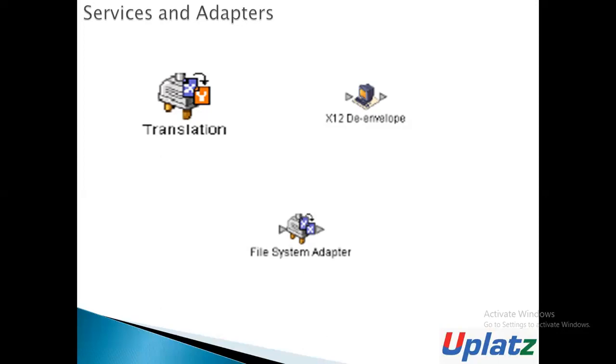External envelope or external D envelope, these are different types of services which help us to identify the partners based on the inbound and outbound criteria. I will tell you later. FS adapter is also one of the adapters. It will save the files into spaces.